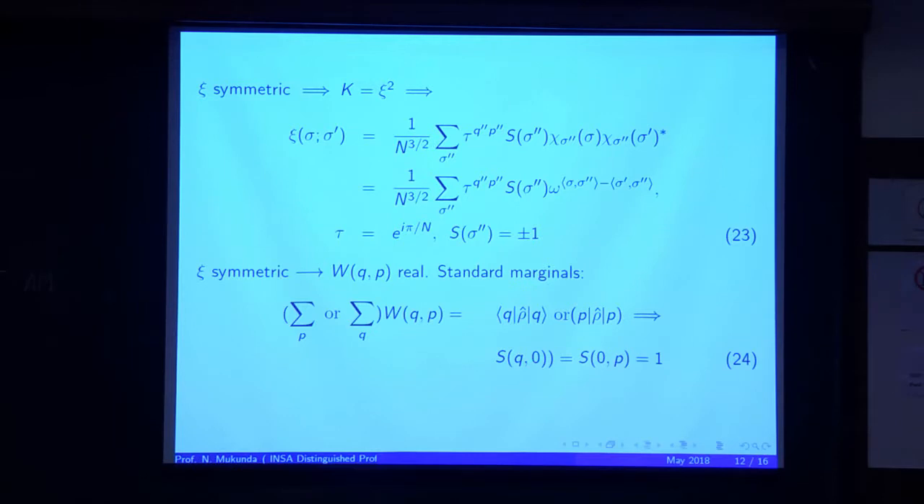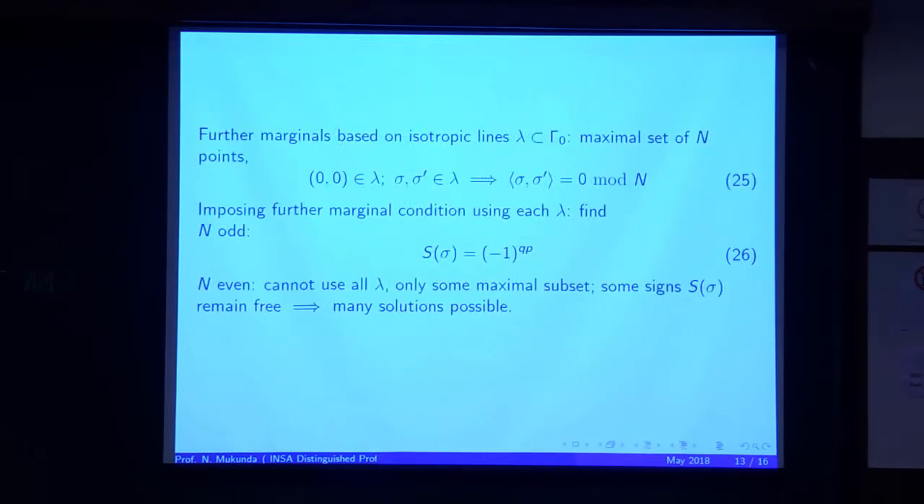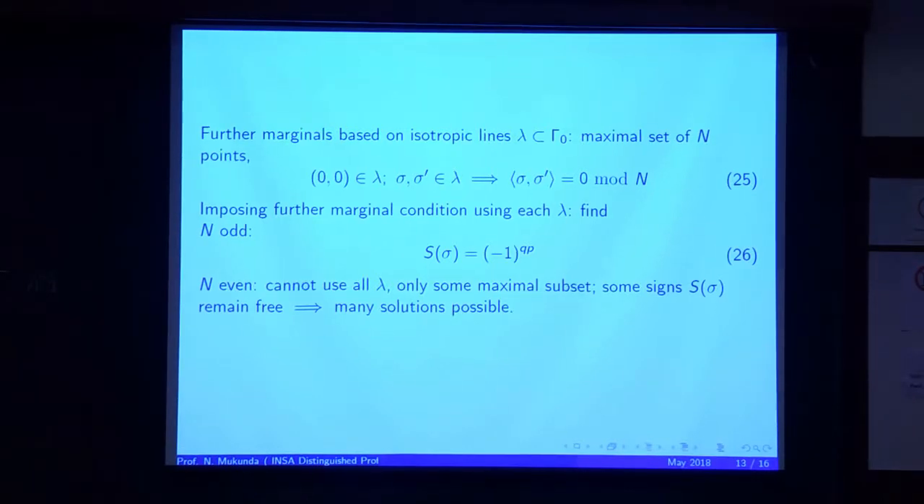S of Q0 should all be 1 for all Q. S of 0P should also be 1 for all P. Now the question is, can we generate more such restrictions on the signs, because many signs are undetermined at this stage. So the idea of further marginals is similar to what I showed you in the continuous case, integrating the Wigner function along a line tilted in the phase space plane.